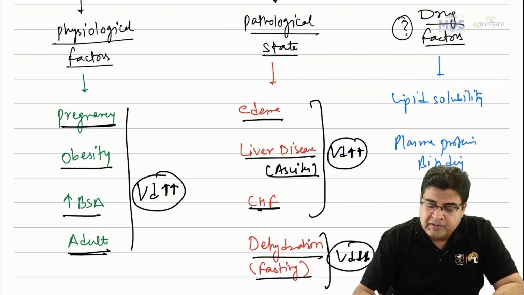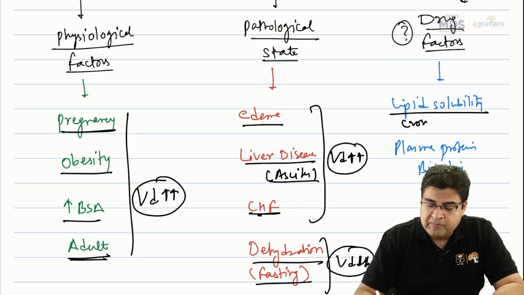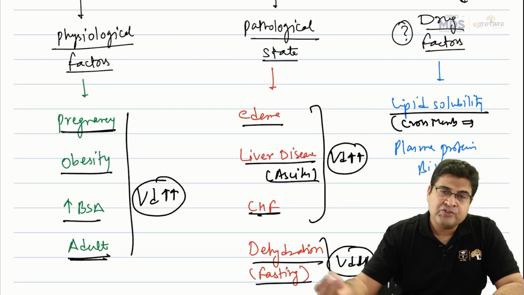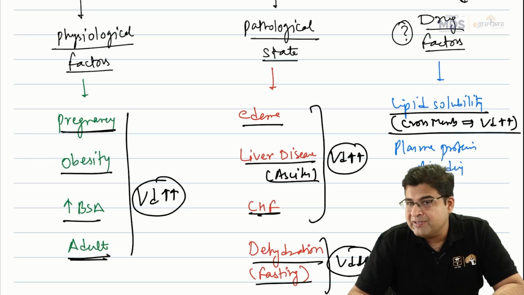Now, if a drug is lipid soluble, the medicine can cross the membranes of the body easily. So this medicine can enter the various organs of the body. So the medicine can distribute more. So I will say the medicine's volume of distribution is more.